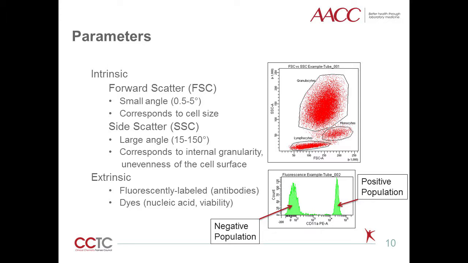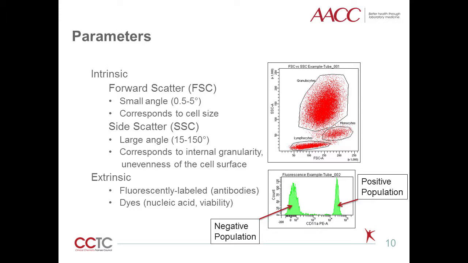or dye. Forward scatter corresponds to the overall size, while side scatter corresponds to internal granularity and the unevenness of the surface. The larger the particle, the more the light must bend to go around it. The more internally complex, the more the light will change direction when passing through the particle.